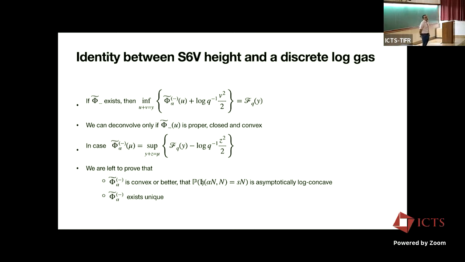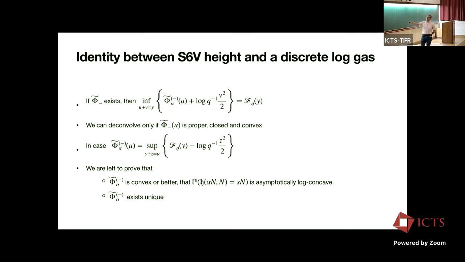The convexity of a rate function is, in fact, something rather tricky to establish in general. But in case we had convexity, then we could resolve this equation by this formula. You can find this formula in classical books of convex analysis, such as Rockafellar. So basically, what we are left to prove is that the rate function is convex and that it exists.